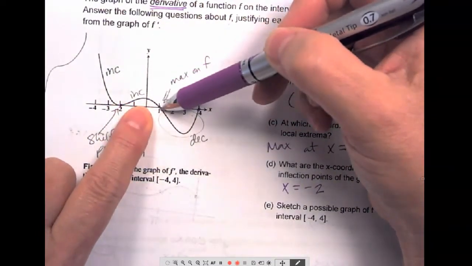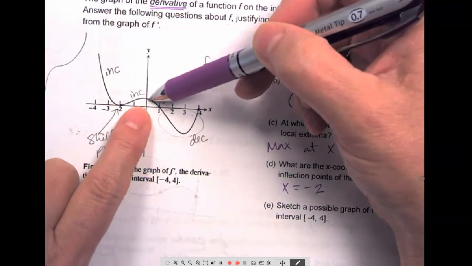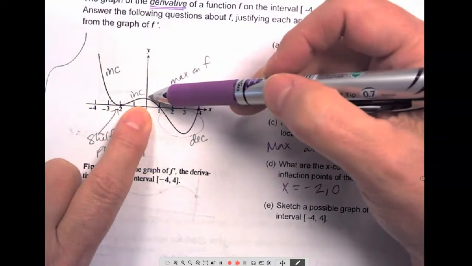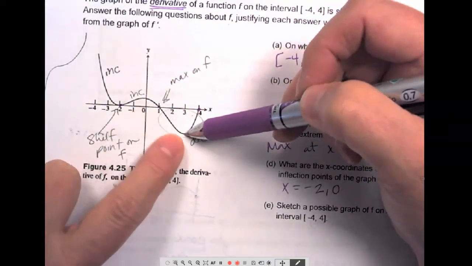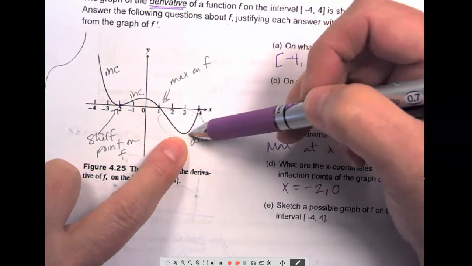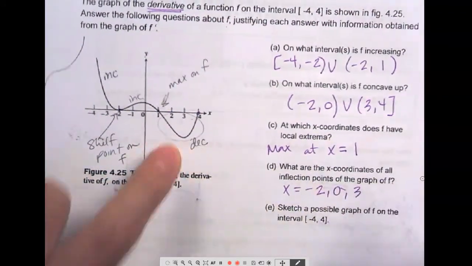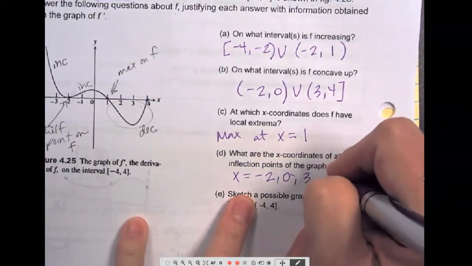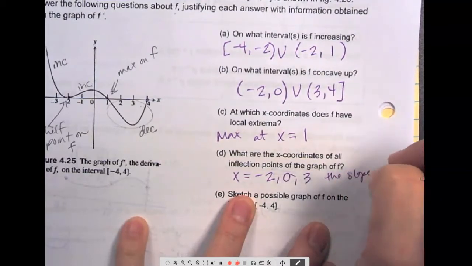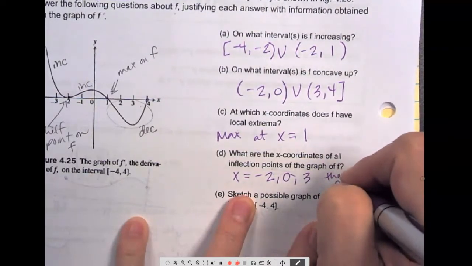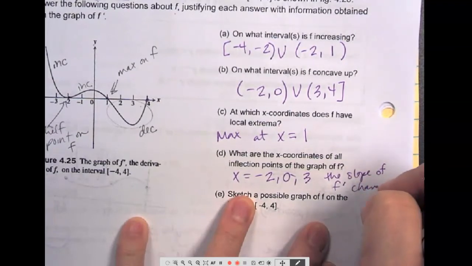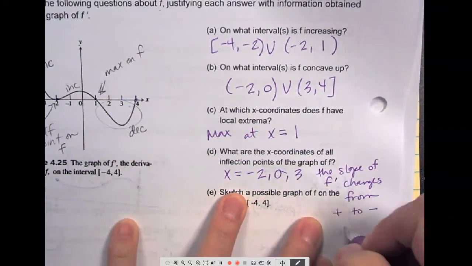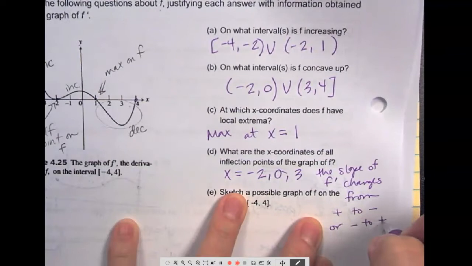Okay, well look. Now the derivative changes to negative. So there's also one at 0. Okay, does the slope ever change again? Right here, it changes from negative to positive. So I have 3 points of inflection here. And the reason is the slope of F prime changes from positive to negative or negative to positive.